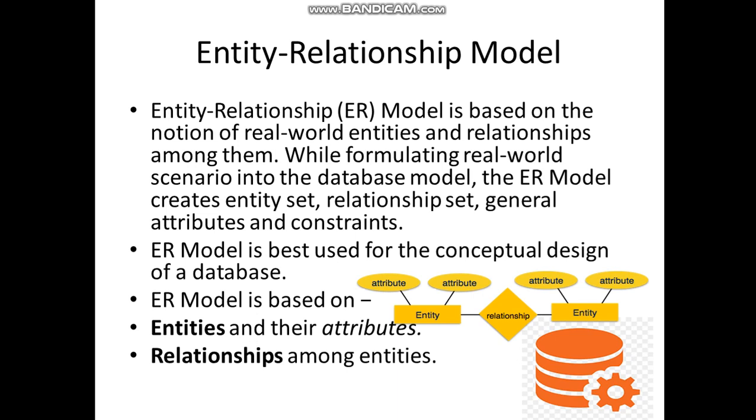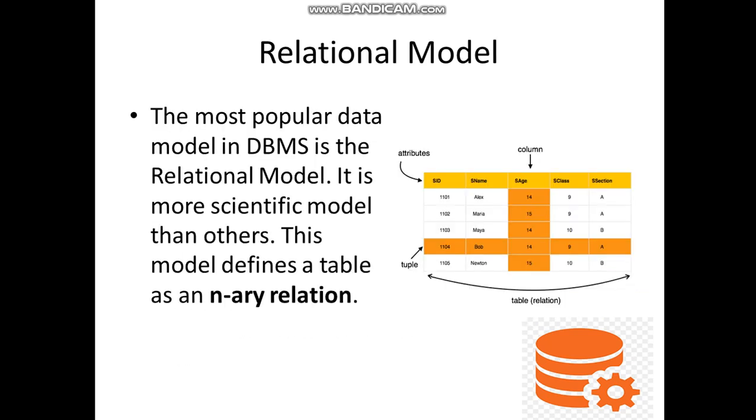For example, see here we have two entities which we represent in rectangles. Relationship we represent in a diamond and attributes we represent in an oval. So your entity relationship model is nothing but the relationship between the two entities.